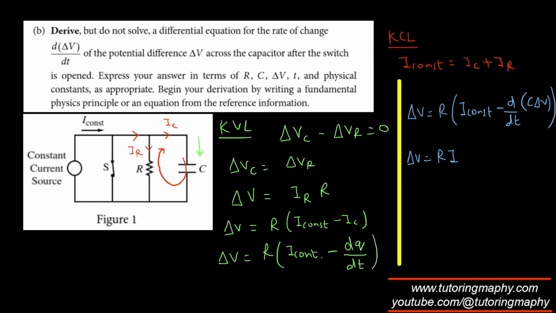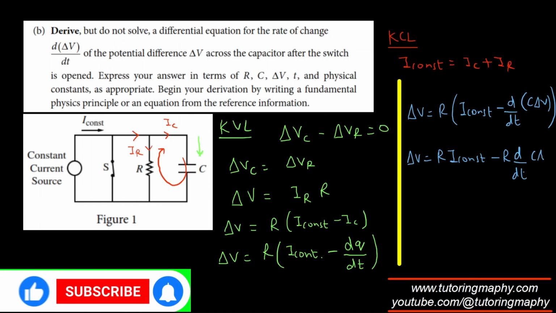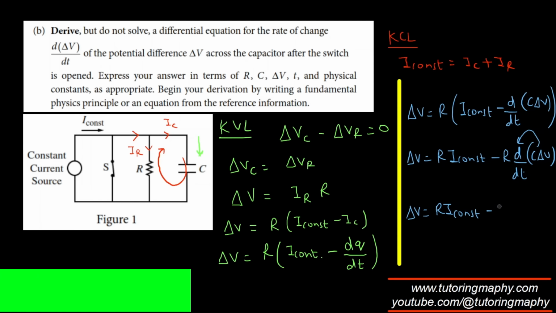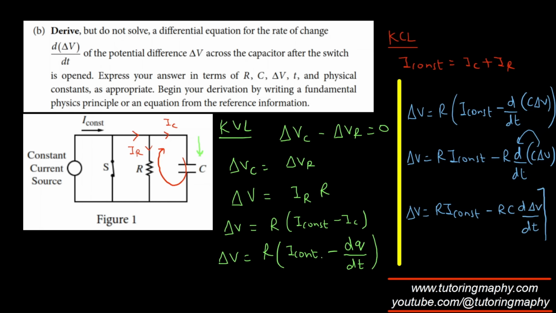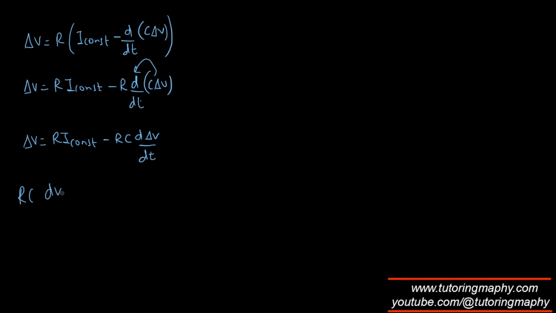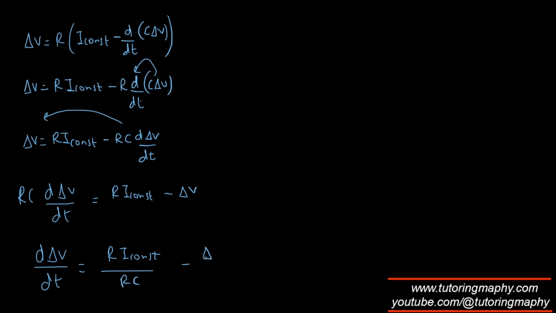So delta V will be equal to R times I constant, distributing the R, minus R times d over dt of C delta V. C comes out because that's a constant. So delta V is equal to R times I constant minus RC d delta V over dt. I think that's my answer because they just wanted a relationship, a differential equation, but I think it would be a better idea to isolate this. Yeah, let's rearrange this. RC d delta V over dt comes on the left side, and R I constant minus delta V is on the right side. If we divide both sides by RC, that's going to look like R I constant over RC minus delta V over RC, and the R and R cancel, and we are just left with this, which is our final answer.